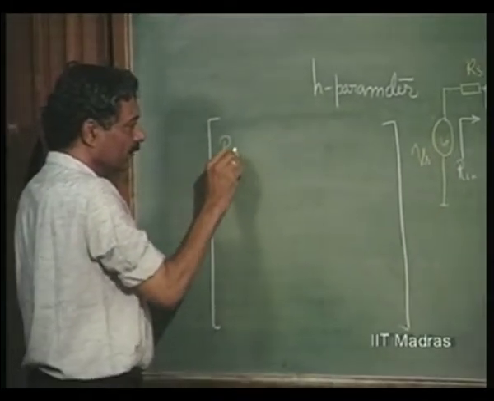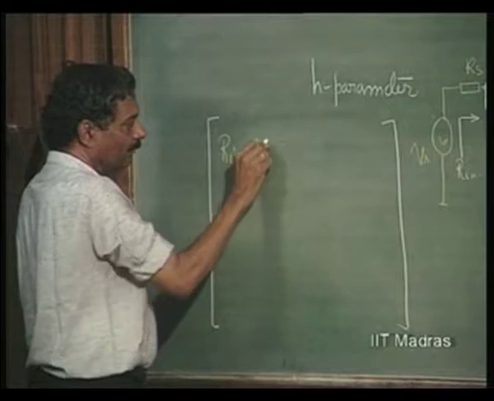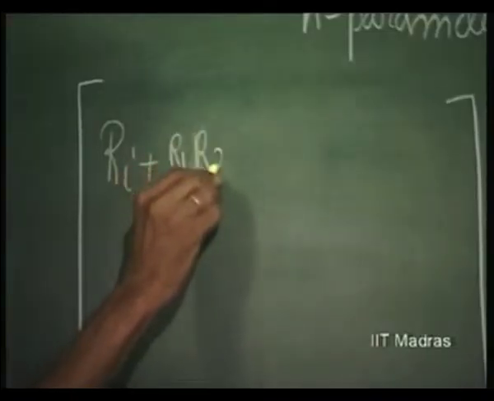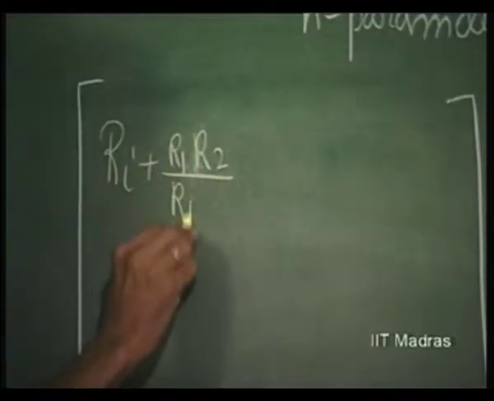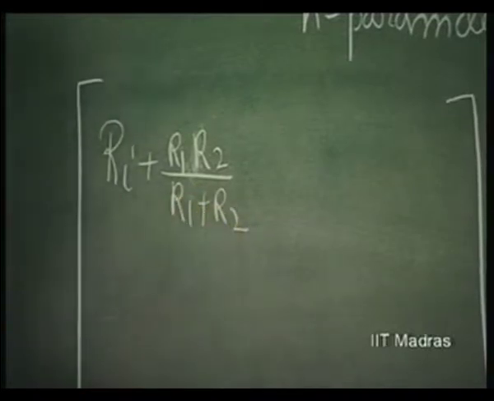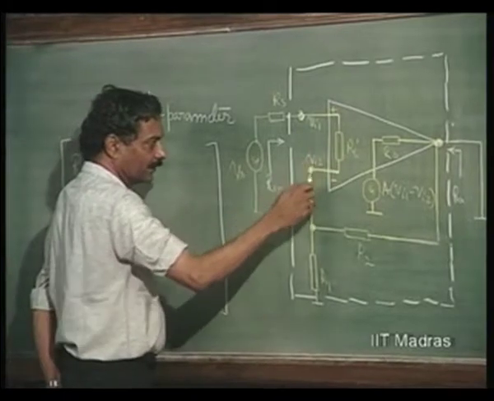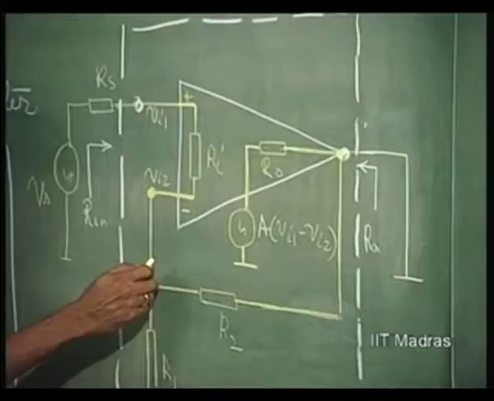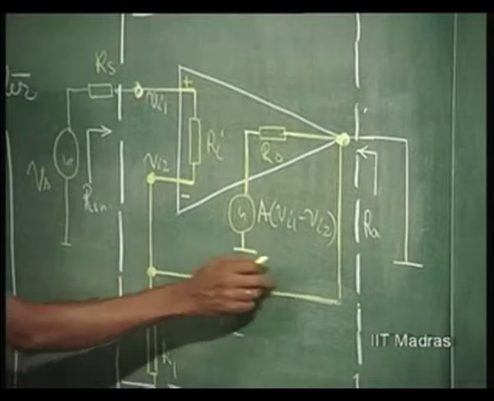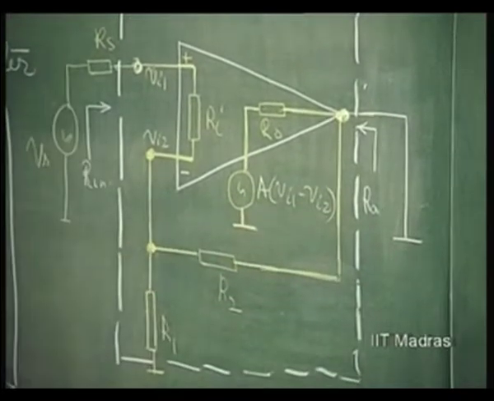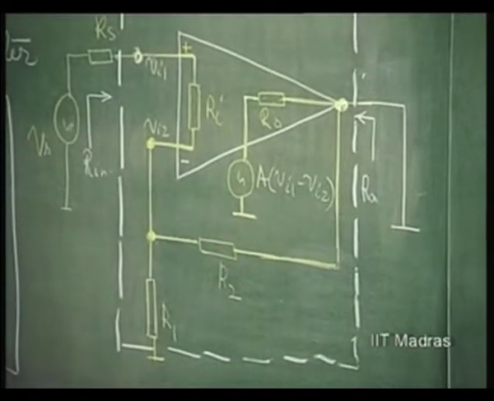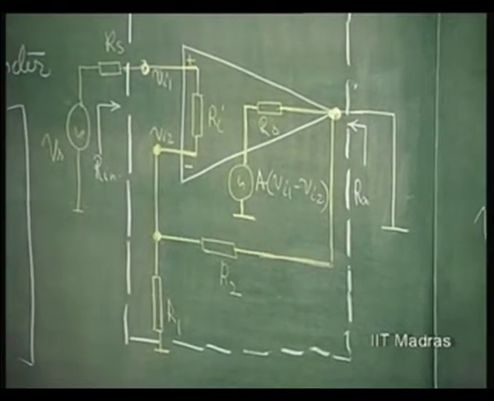So, Ri plus R1 parallel R2. That is Hi. Once again, Hi is nothing but the input impedance of the composite structure, which is Ri of that amplifier, and then R1 parallel R2 of the feedback network. These things simply add. So it is very simple to evaluate this.